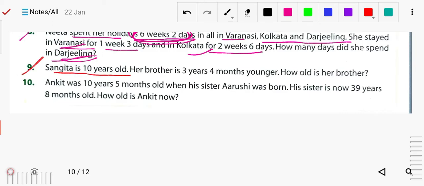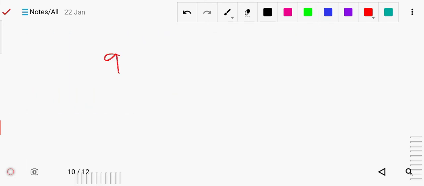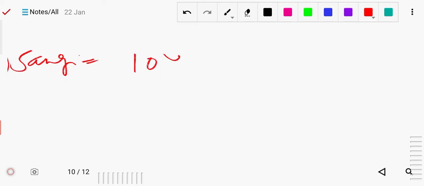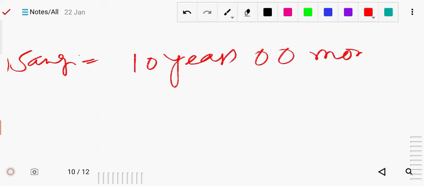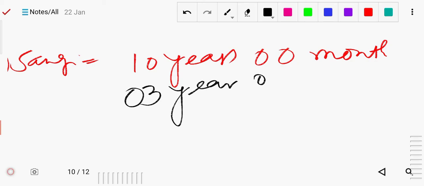Now next, question number 9. Sangeeta is 10 years old, her brother is 3 years and 4 months younger, meaning less than Sangeeta. How old is her brother? Her brother's age we have to find. First of all, what is Sangeeta's age? Sangeeta's age is given, that is 10 years and 0 months. You can write it like this. Now her brother is 3 years younger, so right here you can write 3 years. And how many months? 4 months, so right here 4 months.